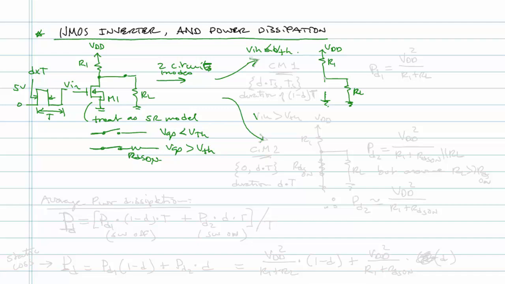Now if Vn is greater than V threshold, then we're going to have VDD connected through R1 and through the MOSFET. Oh, sorry, I should have RDS on at that point. And we'd have RL as well in parallel with that.